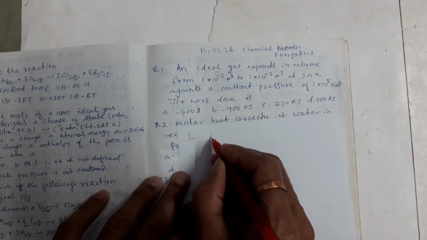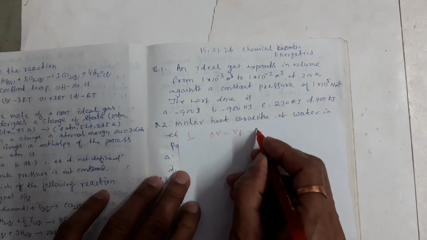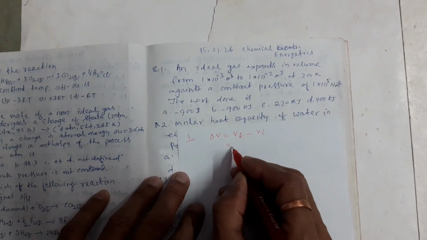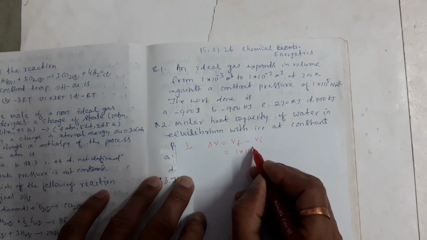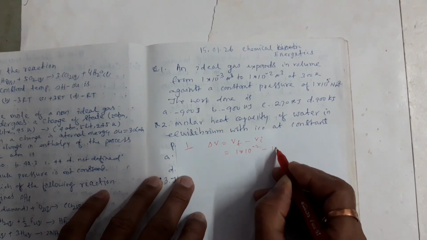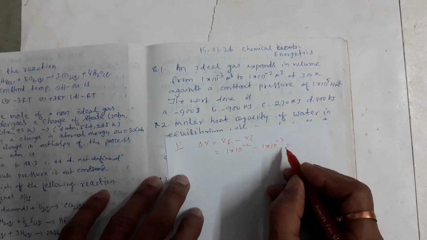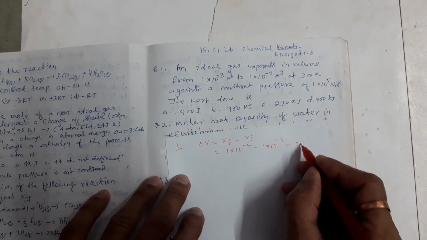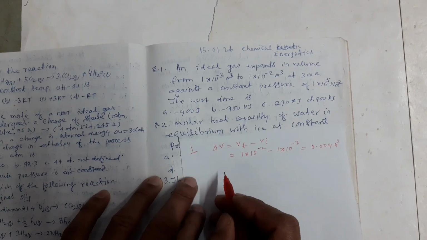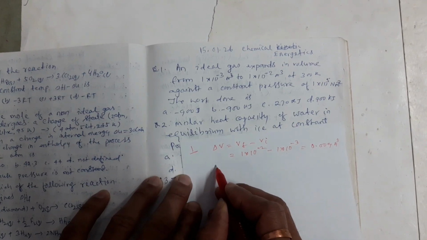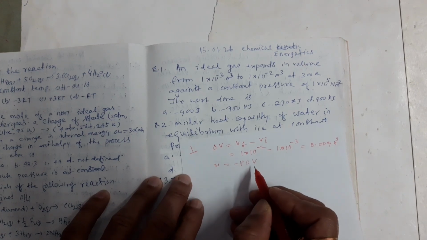So your ΔV, the change in volume, is the final volume minus the initial volume. So what is the final volume? Your final volume is 1 × 10^-2 and the initial is 1 × 10^-3. So the volume change is equal to 0.009 m³. Okay, so then what is the work done? Work done is equal to −PΔV.